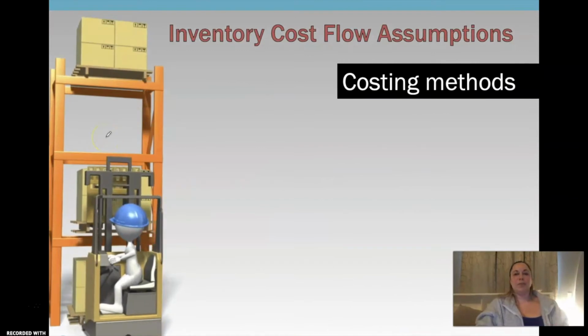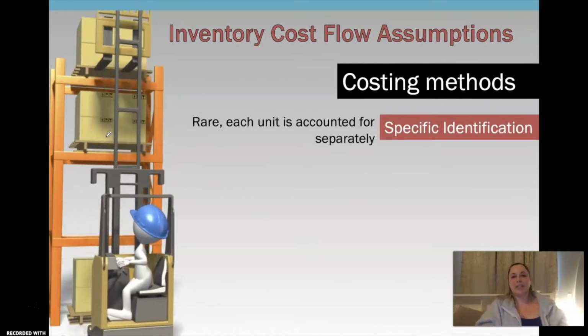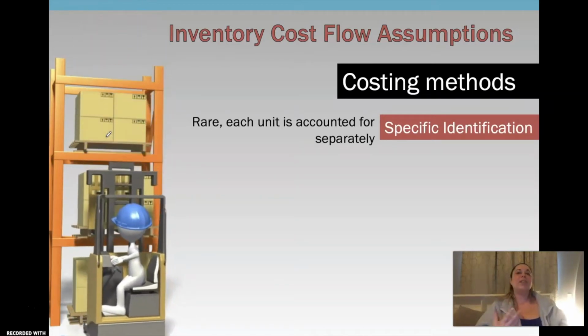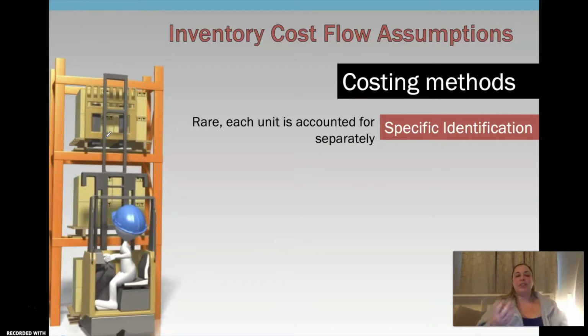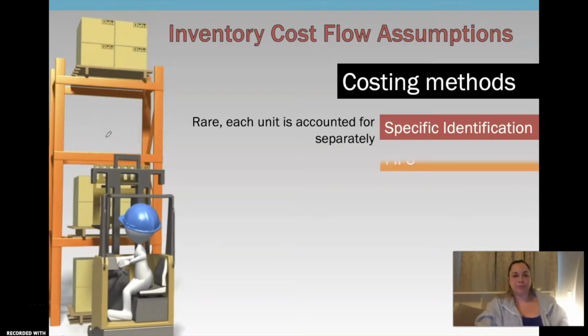Okay, so here's the 4 different costing methods. The first one is specific identification. We are going to go over this one, but this is not going to be the main focus because it is very rarely used. This is when we're going to account for it, each individual item separately. Usually we don't do this one.